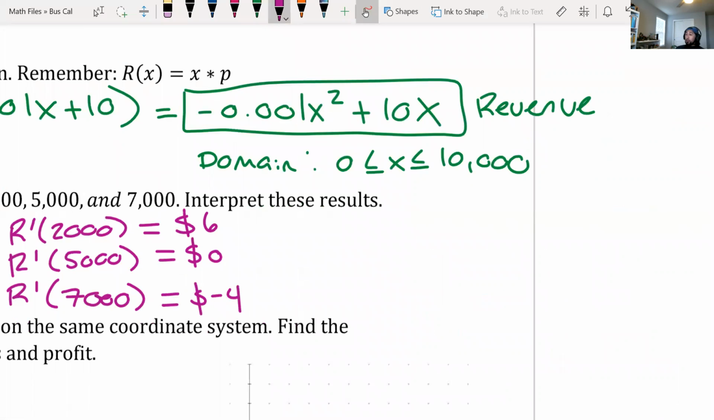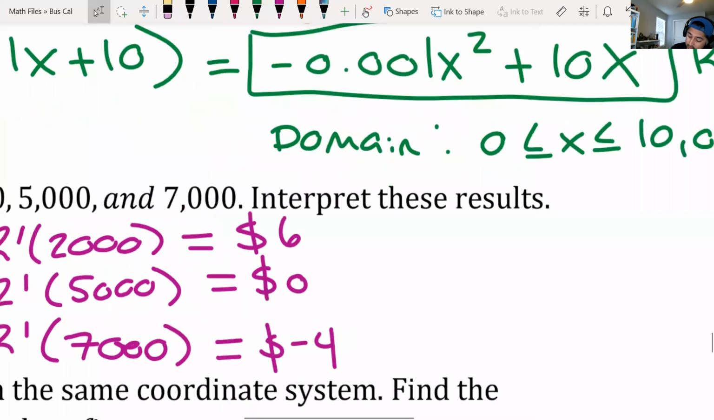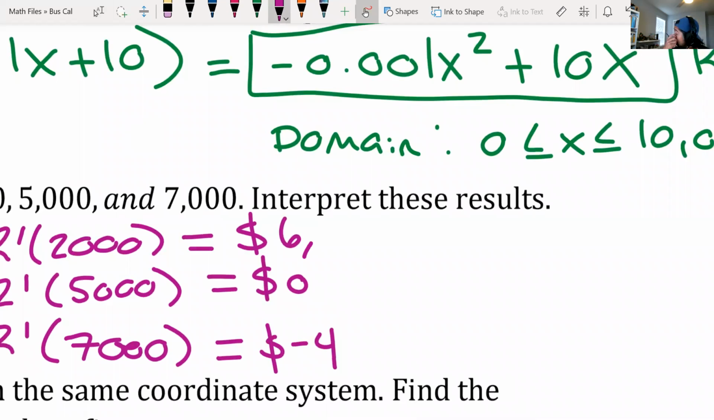And now this says to interpret the result. Well, like I said, think about slope. So if we make 2,000 headphones, this means we're making how much in revenue per headphone? $6 per headphone, right? This means our revenue is what? Increasing or decreasing? Increasing. Revenue increases. And now at 5,000 headphones, we have 0.